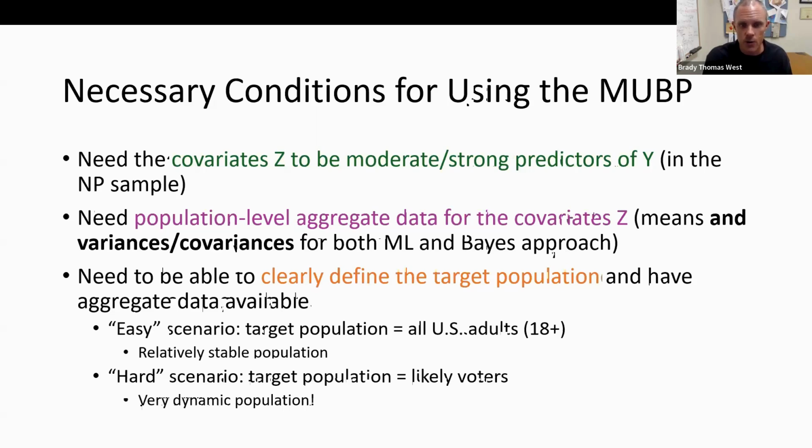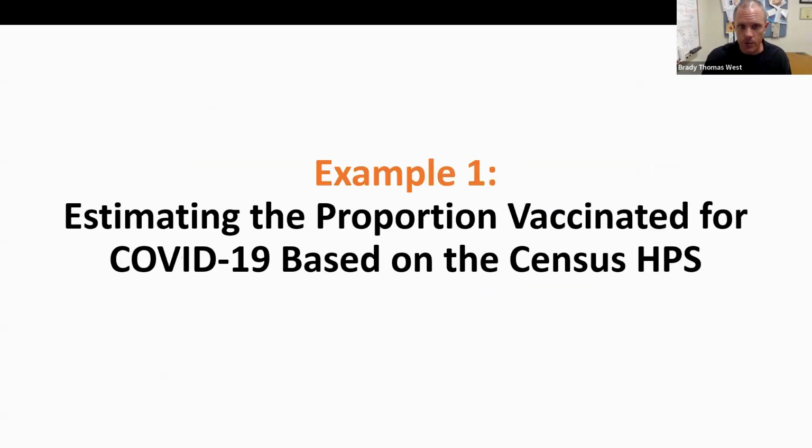A harder scenario would be if you call your target population likely voters, like in my second example today. That's a dynamic population, always changing by the day. It's very hard to track down a good source of population information about such a population. But we do need to have a definition to start with, so we can find the right source of population information on that group.